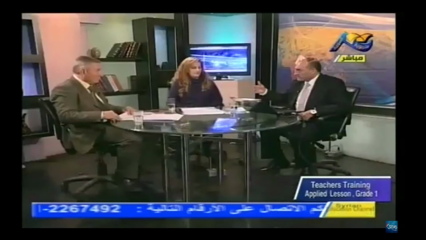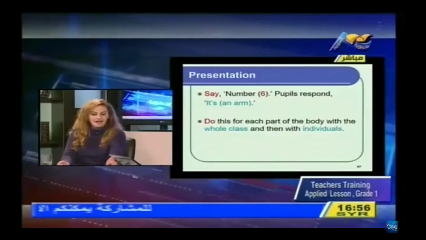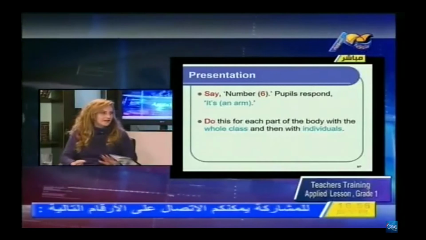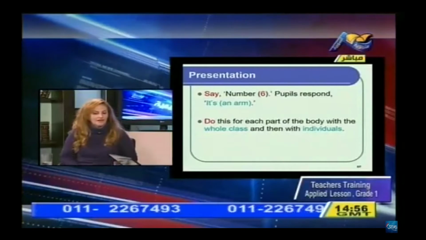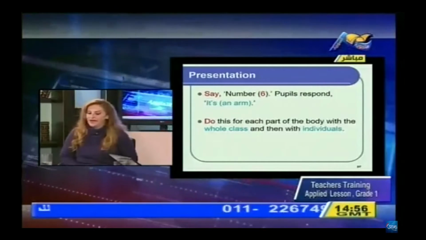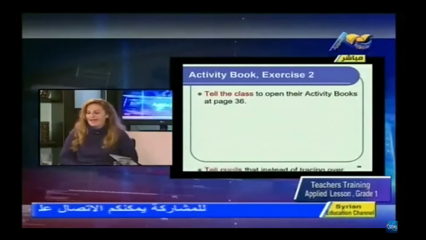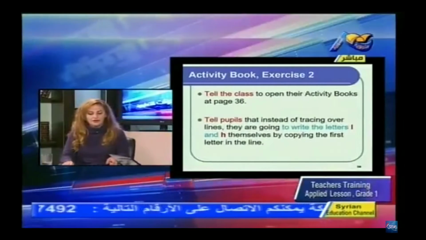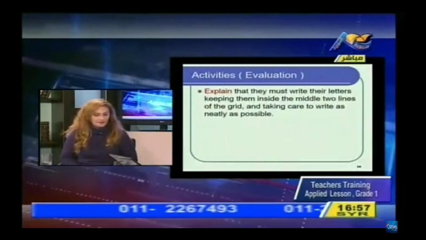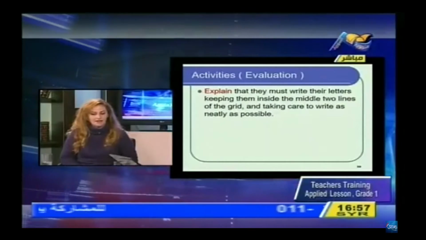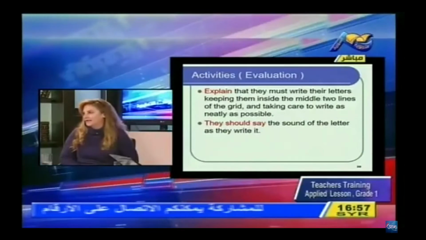What about the rest? We can choose many numbers, and we can follow the same strategy, Mr. Majid. What can you tell us? Yes, we tell the class to open their activity books at page 36 and explain to them the final stage, which is the evaluation. You explain to them that they must write their letters, keeping them inside the middle 2 lines of the grades, and taking care to write as neatly as possible. They should say the sound of the letter as they write it. Work around monitoring pupils' work and giving praise for effort, accuracy, and neatness.